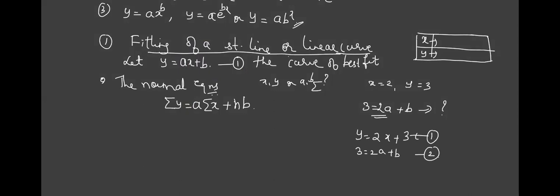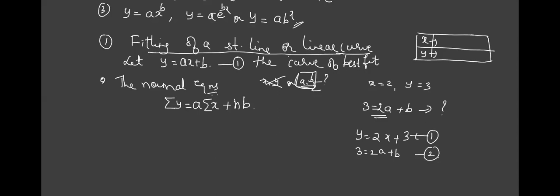If x and y should be there, it means we are interested in getting the values of what here? A and B. So we are not finding x and y, we are finding A and B. This you keep in mind, this is important. The best values of A and B we have to find, so the curve becomes the curve of best fit.